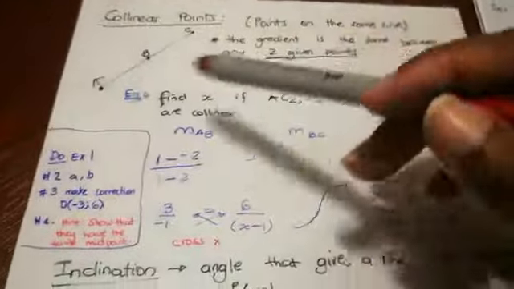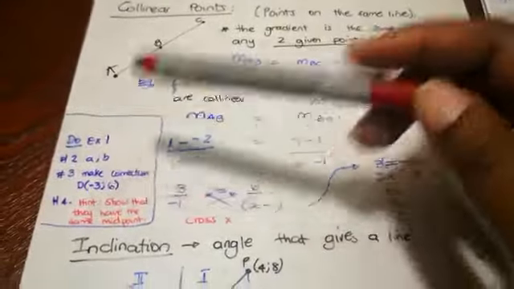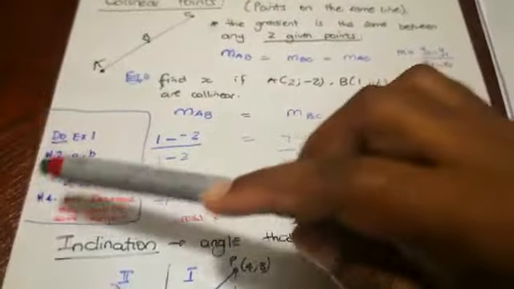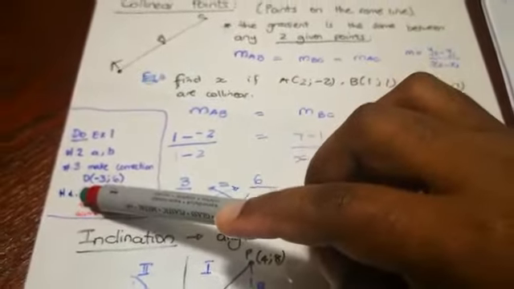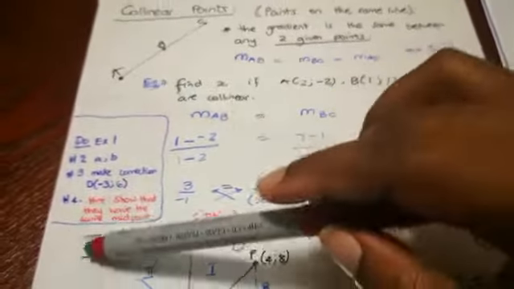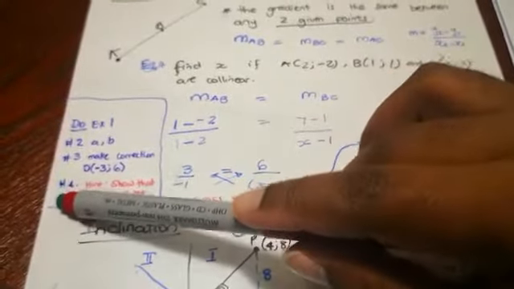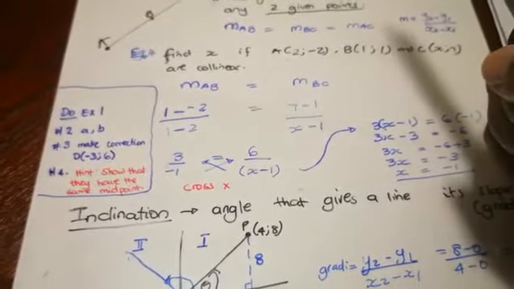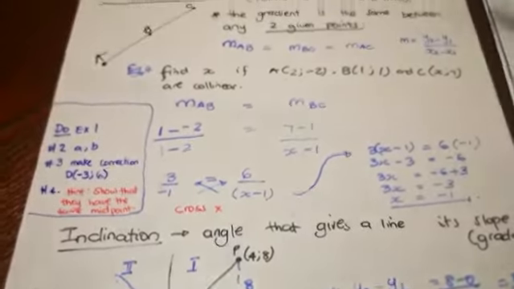All right, so please do exercise 1, number 2, AB, number 3. Please make a correction in the textbook. D is supposed to be negative 3.6. And then number 4, do number 4 as well. And the hint is to show that they have the same midpoint.